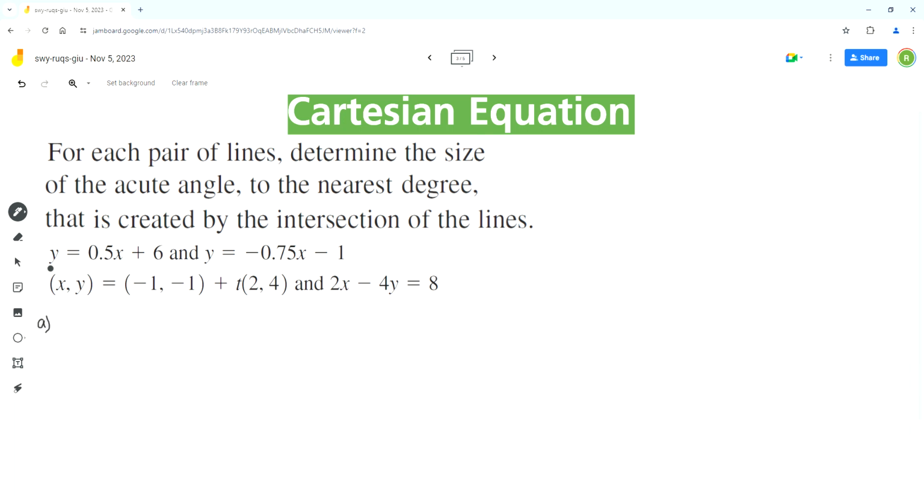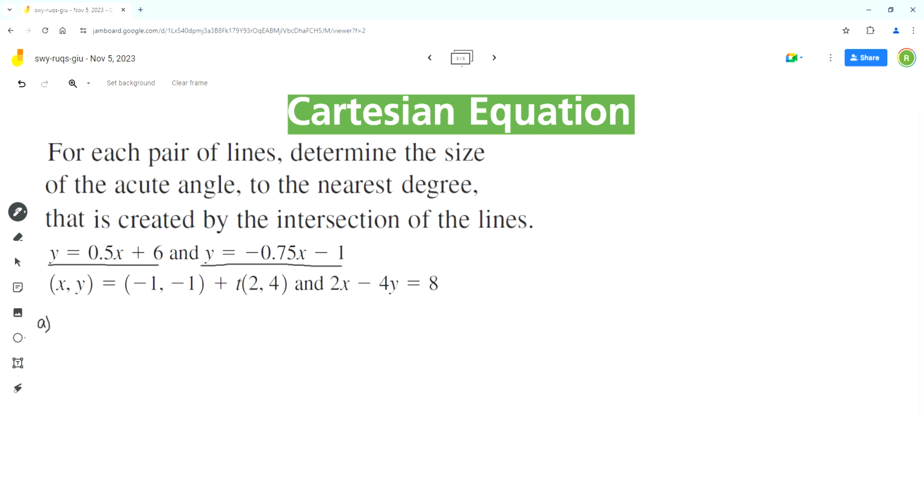Now these two equations are given in slope-intercept form. So we have to find the slope of these lines, and from that we have to find their direction vectors, and then we'll find the angle between the direction vectors. The angle between the lines is equal to the angle between their direction vectors.